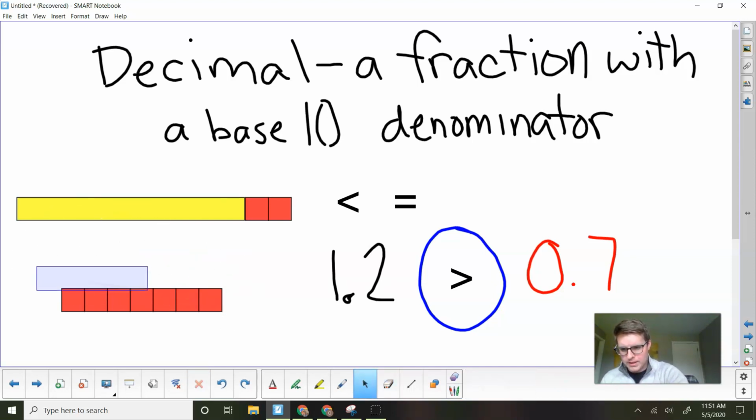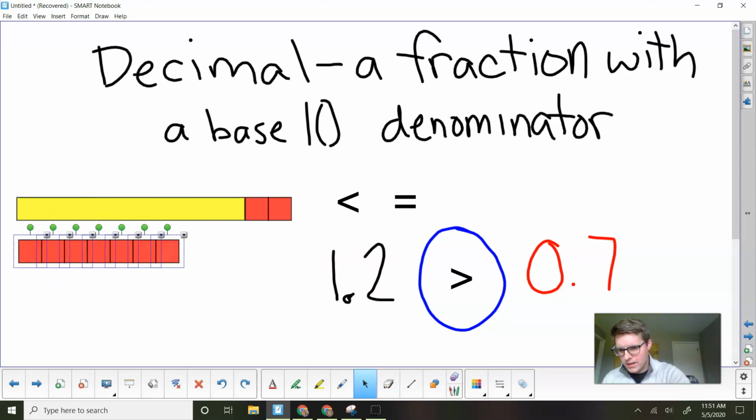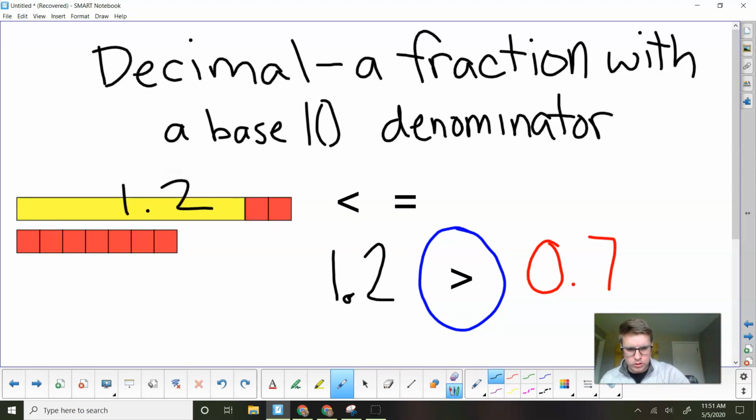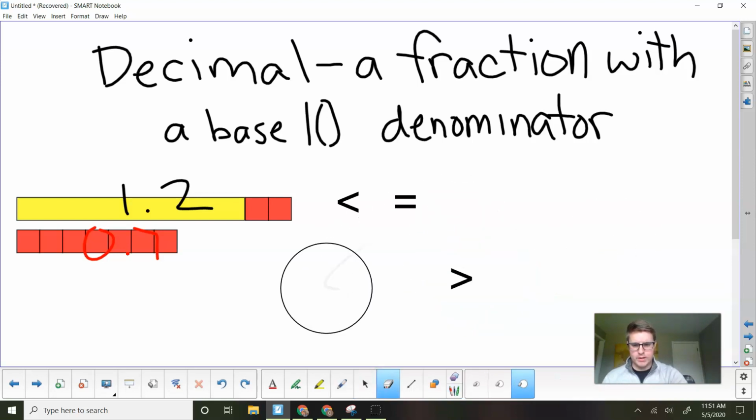Let's stack up my 7/10. You have to start right at the same spot. Okay, looking at my picture, which is bigger, my 1.2 or my 0.7? You're right, the 1.2 is longer. All right, great job. Let's do one more of these, and then we'll move on to some US history.